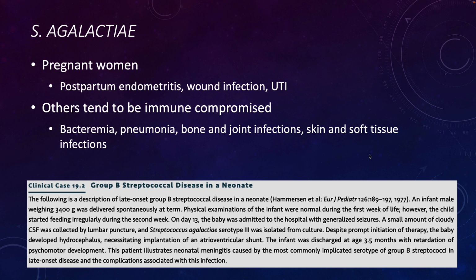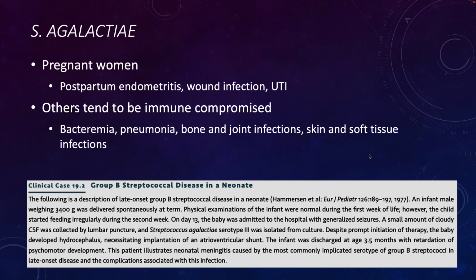So this case study describes group B strep in a neonate. So late onset group B strep in a neonate, an infant male weighing 3.4 kilograms. So 3.4 kilograms, I don't know, like 7 pounds or so, was delivered spontaneously at term. So this is not a preterm child. This is not an underweight child. This is a very average neonate.